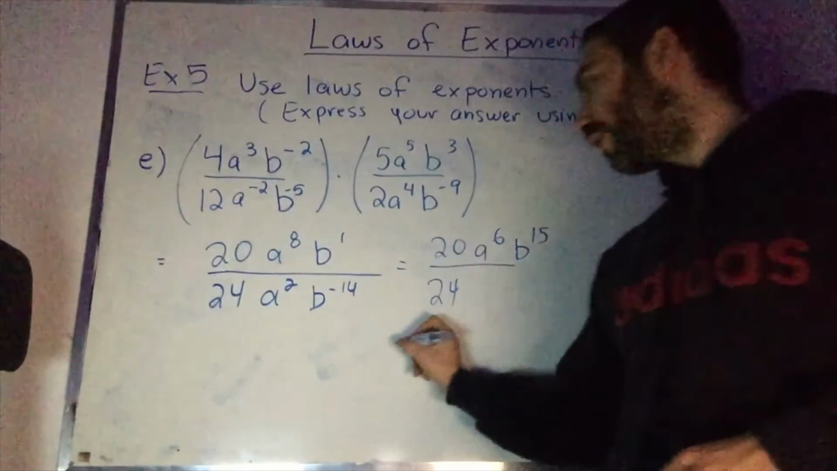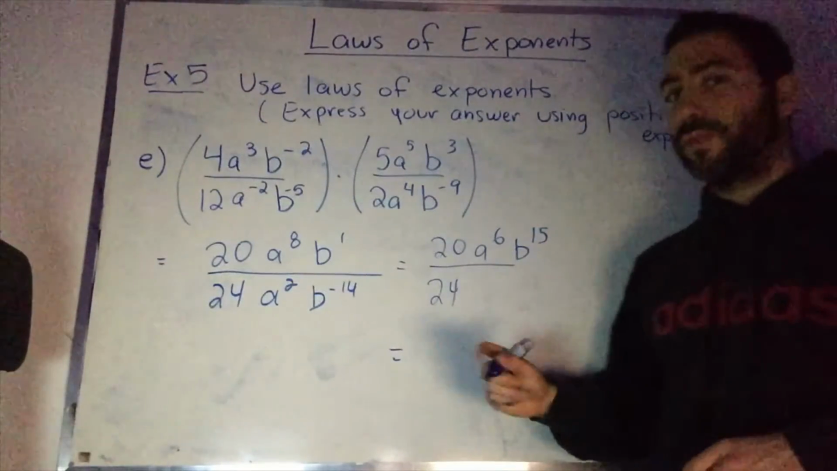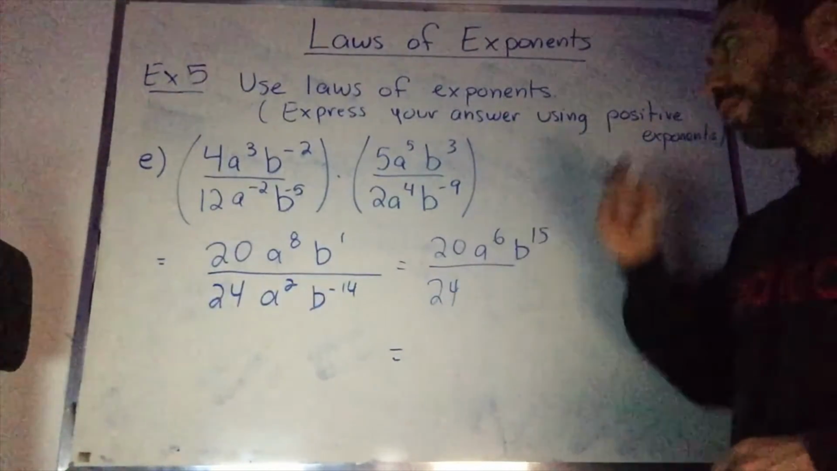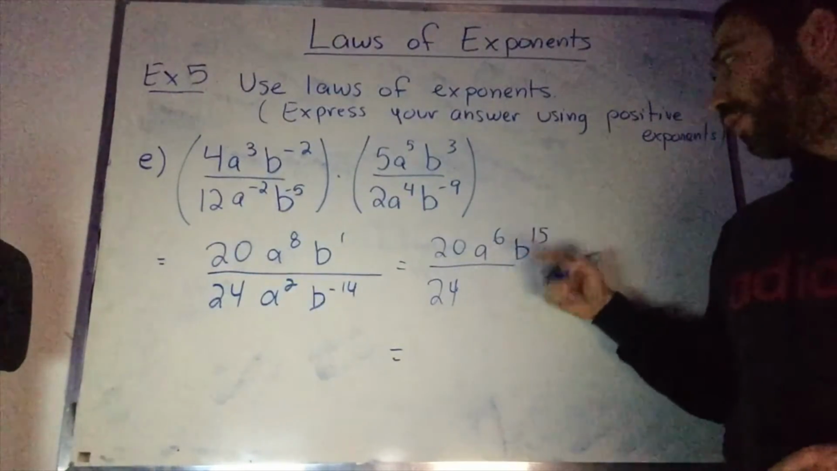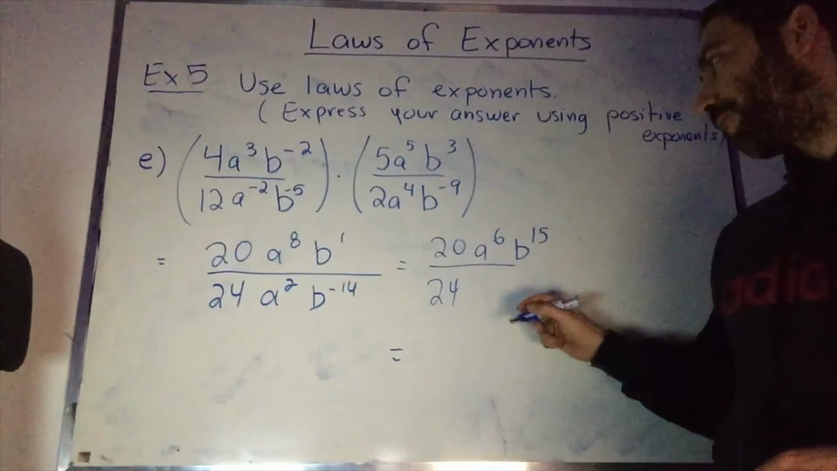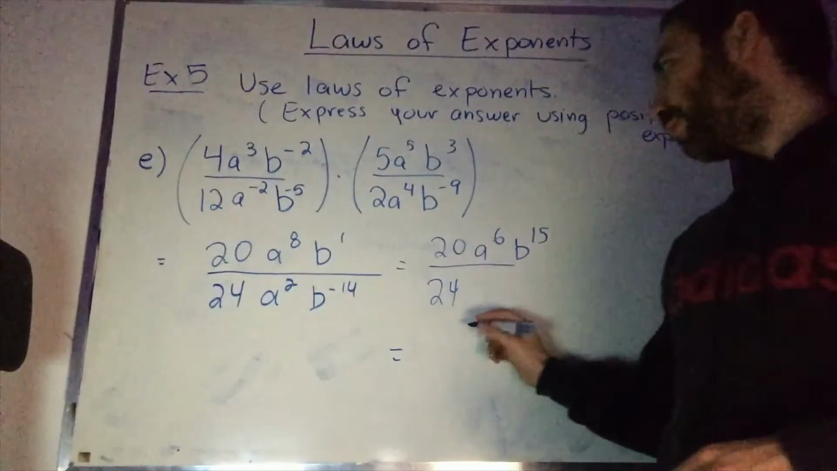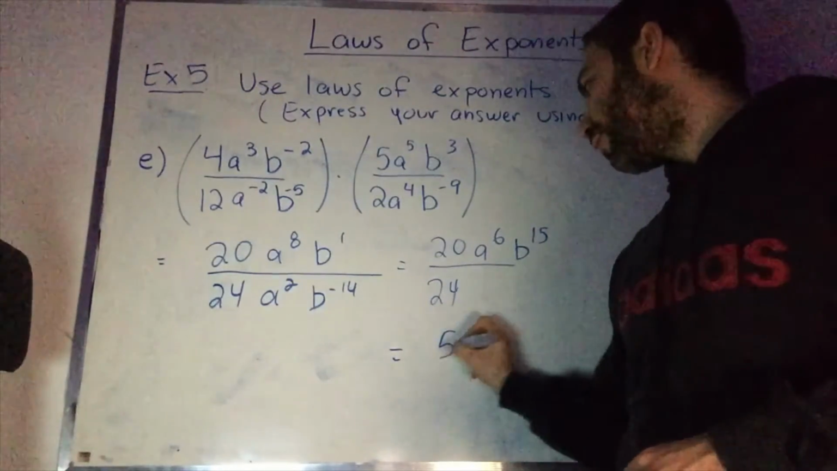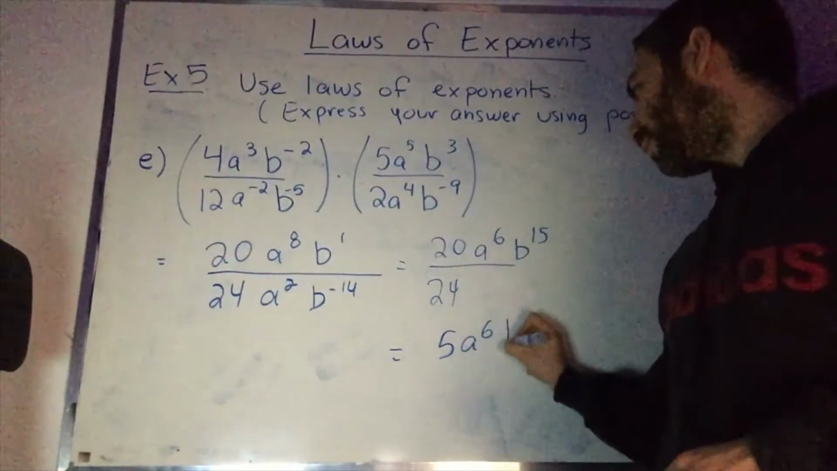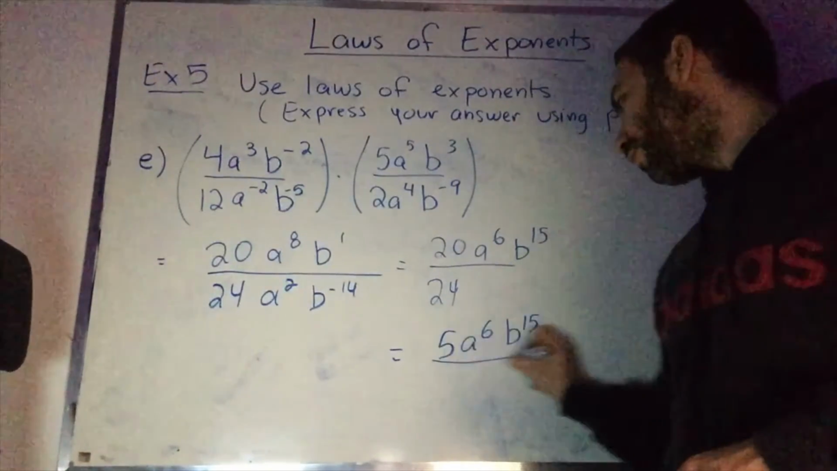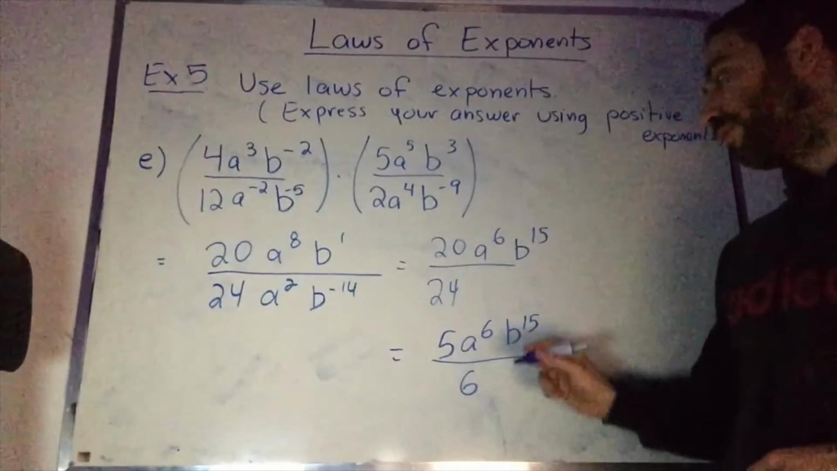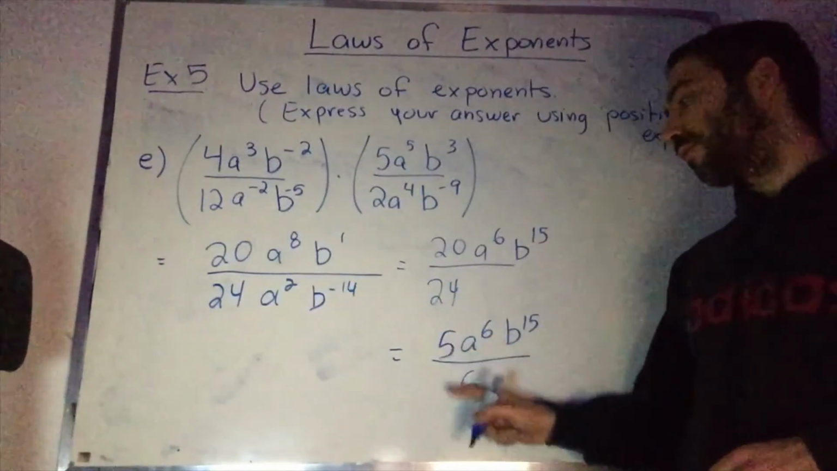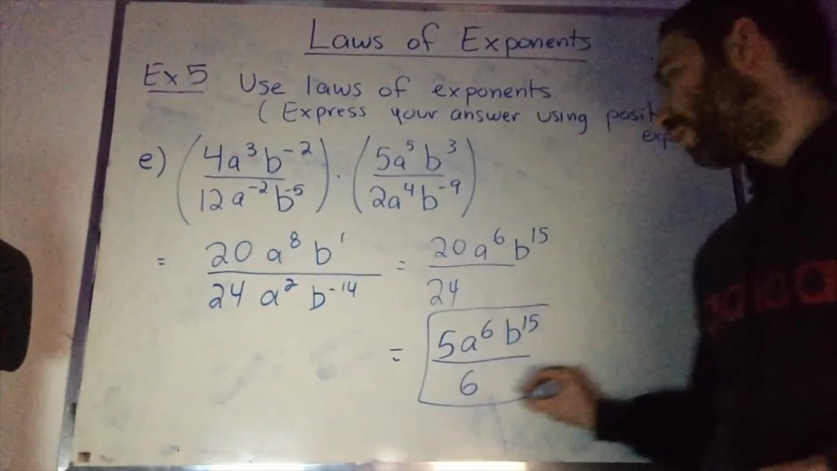Again, this isn't good enough. You have to simplify. 20 over 24. These are two even numbers, so we could divide them by 2. We could divide them by 4. So we get 5a to the 6b to the 15 over 6. Yeah, because we have to reduce the fraction. 20 over 24 is the same as 5 over 6. And this is our final answer.